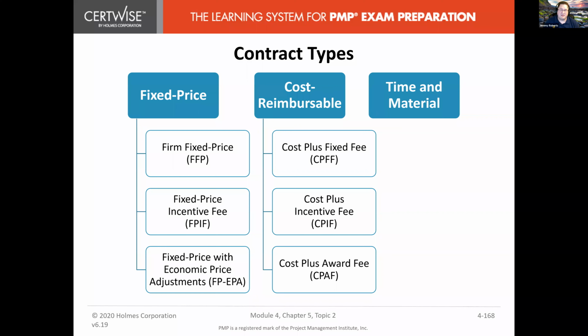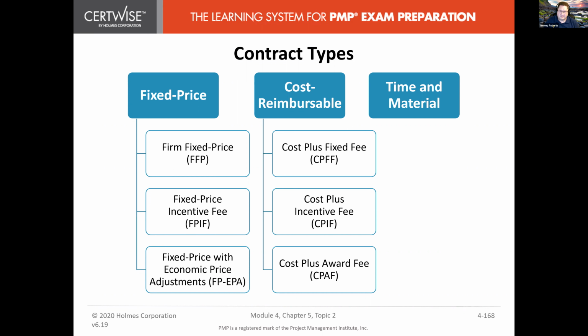Now, cost plus incentive fee is just like a fixed price incentive fee. So you have the cost of whatever it is, but there's that bonus or a penalty associated with the service or product that's being negotiated here or under contract.